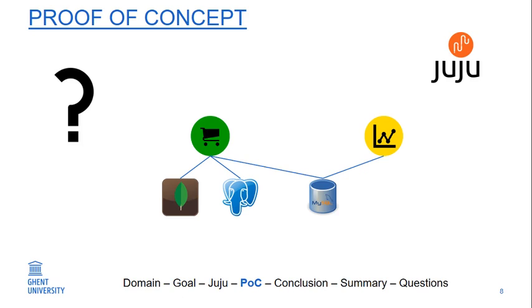So there is suddenly operations knowledge, not on the same level of how MySQL performs it, but how the Juju charm performs it. So there's still operations knowledge involved.